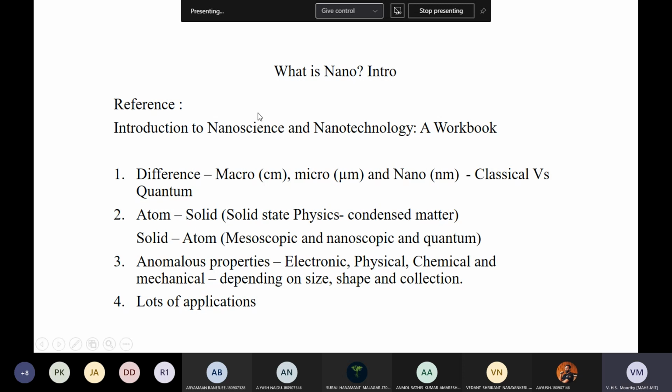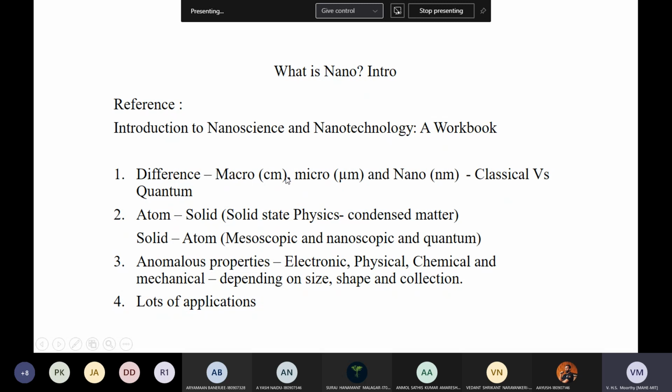So basically we will take what is nano at this stage. The difference between macro, micro, and nano, as we already discussed, classical versus quantum mechanics. Macro, as we discussed in previous classes, is basically all the objects which can be observed by the naked eye, with centimeter dimensions. Micro means micrometer dimensions.